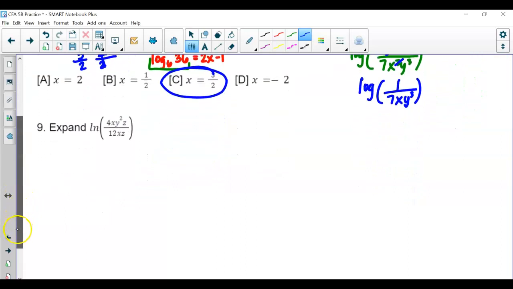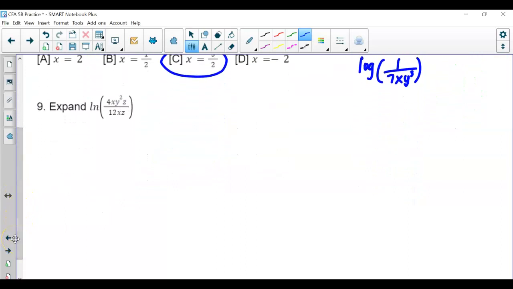And so now in number 9, we're going to expand. But first we need to simplify what's inside of the parentheses. So notice how here you have 4 over 12, which is 1/3, or 3 in the denominator. Then x's cancel out, and z's also cancel out. So notice how this was 1/3, and really you're just left with y squared in the numerator. So really, after simplifying, because everything else canceled out, we are just left with this that we need to expand.